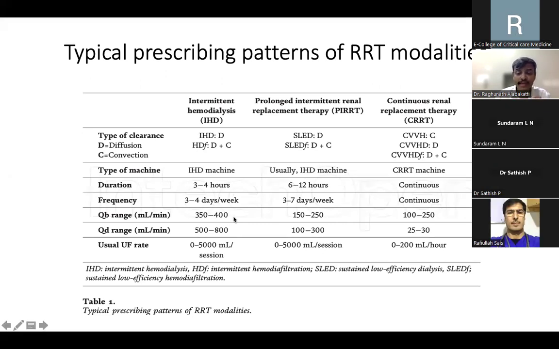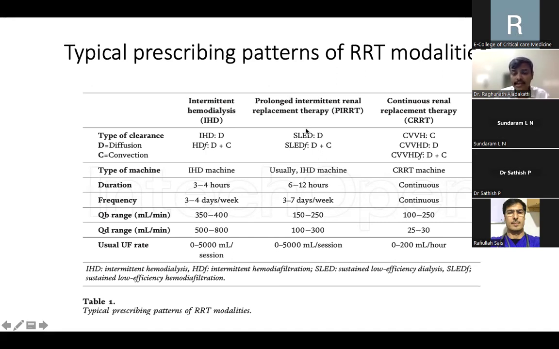Blood flow range, 350 to 400 ml per minute, is the most commonly used. Please try to see these things in your ICUs when a patient is going for dialysis. Dialysate flow rate QD is 500 to 800, a very high flow rate because it is intermittent hemodialysis with shorter duration. Ultrafiltration goes for 1 liter, 2 liters, up to 5 liters they are mentioning here.